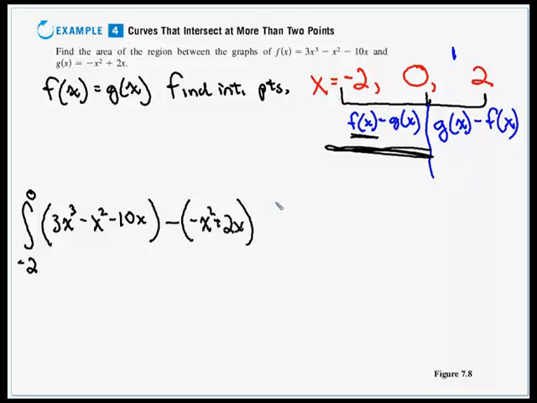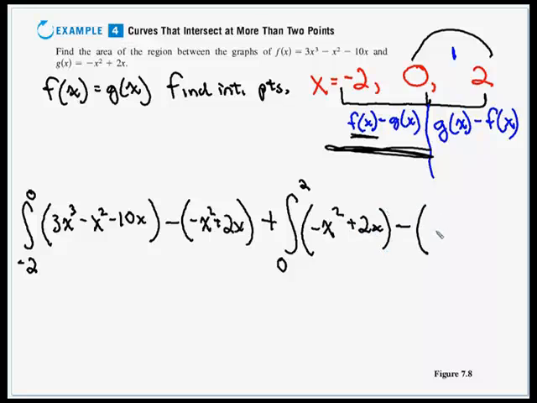And then we're finding the area between curves. We are going to add to that the next integral. And that's going to go from 0 to 2, and now they flip-flop. g of x is first. So g of x is negative x squared plus 2x. And then we're going to subtract f of x, 3x to the third minus x squared minus 10x. And I should squeeze in there, we are integrating with respect to x, dx.